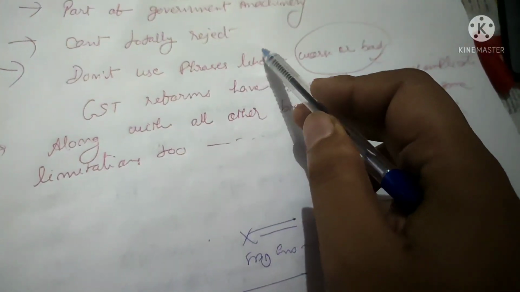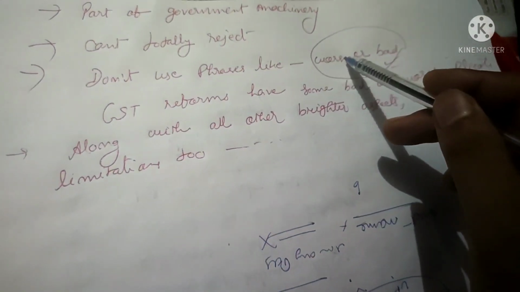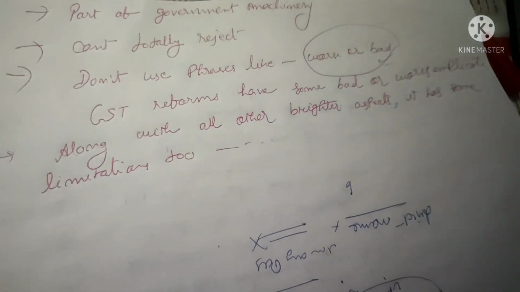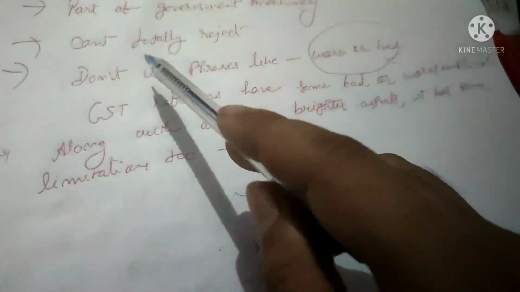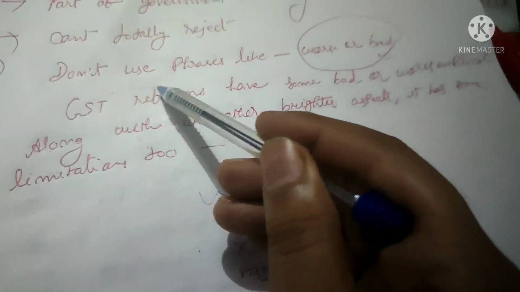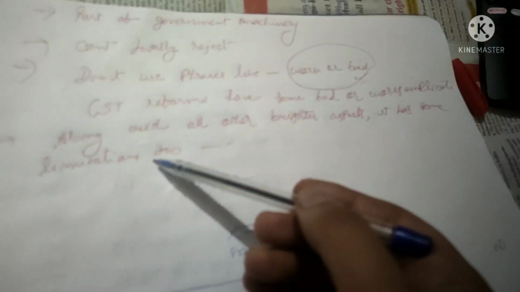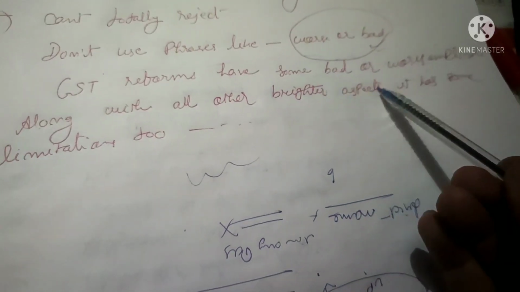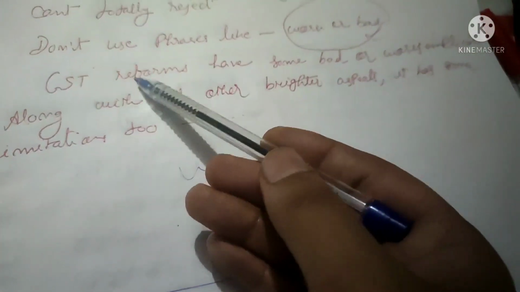You cannot totally reject such kind of reforms, because it is a part of the legislature. It's not your duty to reject it. As a part of the implementary part of the government, your duty is to put forward some reformist ideologies if needed. Right, so while writing answers, do not reject any such proposal directly, and do not use pervasive phrases like worse or bad. For example, do not write answers like "GST reforms have some bad or worse implications." Do not write your answer in such a way. Right, you have to minimize your language.